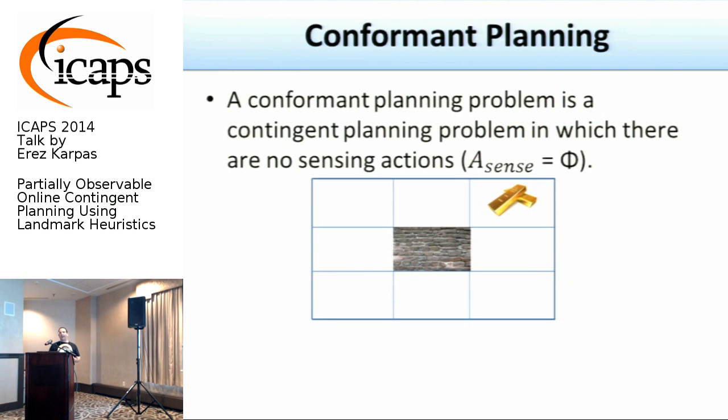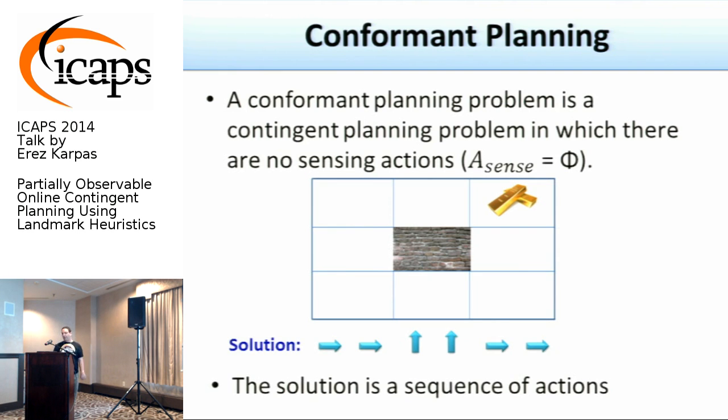So conformant planning is a restricted case of contingent planning where there are no sensing actions. And what's nice about conformant planning is that the solution is a sequence of actions, okay?